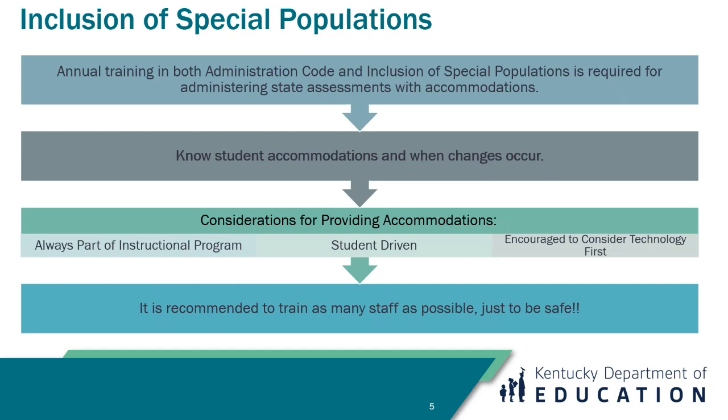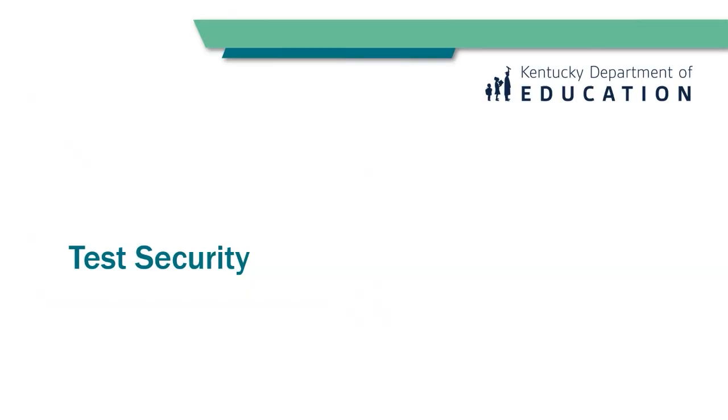during the assessment process. The inclusion of special populations training, which provides detailed guidance on these matters, can be accessed on the KDE website. By completing these trainings, educators and administrators stay informed and equipped to navigate the complexities of student accommodations and ensure a fair and equitable assessment experience for all. Now that we've discussed the two regulations, let's look at how to use best practices along with those regulations to avoid potential testing allegations.